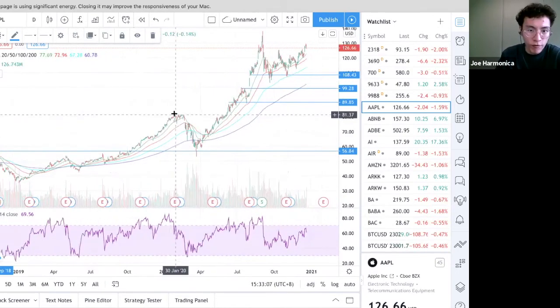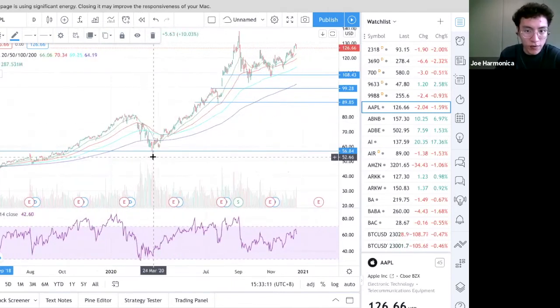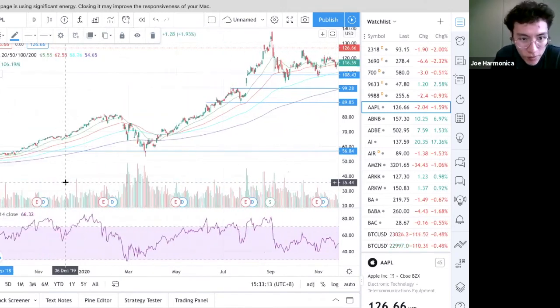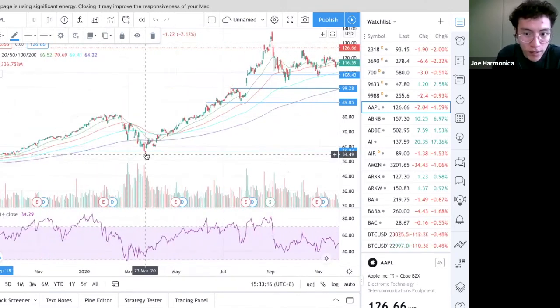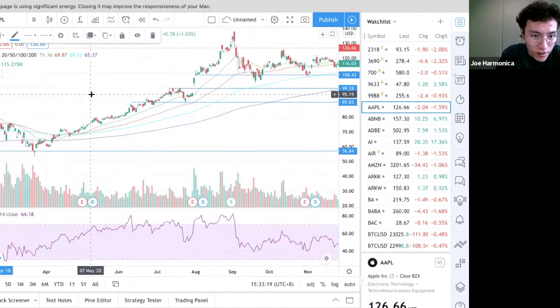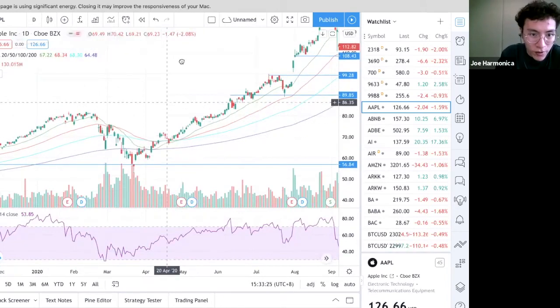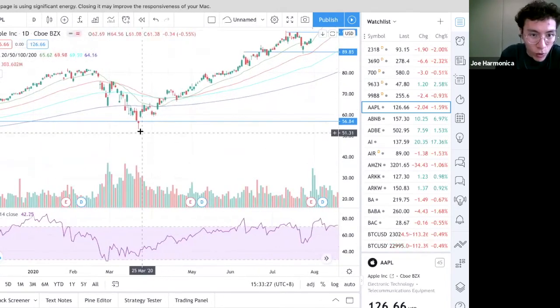So for COVID, the stock just goes down, blam, blam, blam. Then it falls down to here, around, how much? Let me see. Around here, so around the 52 to 55 level. You can see a long lower shadow. Can you see? This candle here has a long lower shadow.